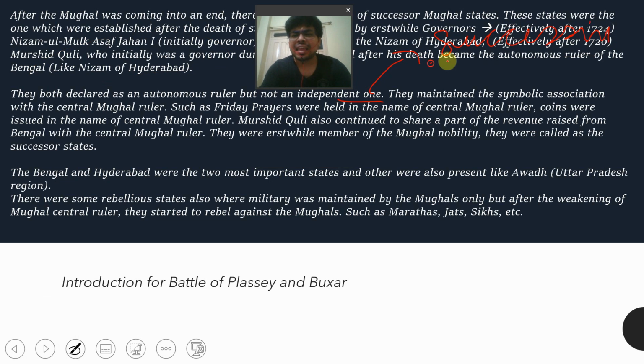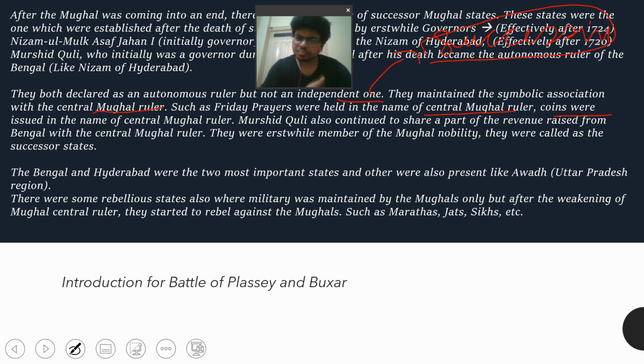They work under the Mughals, and whatever is done will be in the name of the central Mughal authority, but they will be ruling as independent rulers. So they maintained a symbolic association with the central Mughal ruler: Friday prayers were held in the name of the central Mughal ruler, and coins were issued in the name of the Mughal Empire and the central Mughal ruler.